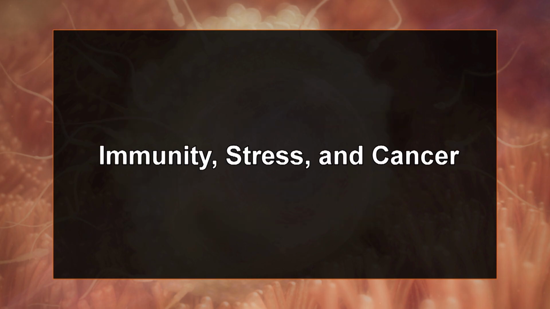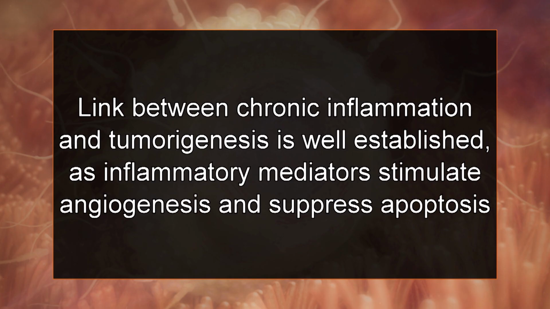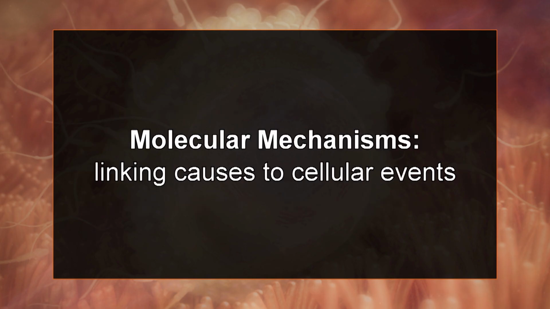Immunity, stress, and cancer is also involved. A competent immune system detects and eliminates abnormal cells before they develop into malignancies. Immunosuppression due to HIV infection, organ transplantation drugs, or chronic stress reduces surveillance, increasing cancer risk. The link between chronic inflammation and tumorigenesis is well established, as inflammatory mediators stimulate angiogenesis and suppress apoptosis. Moving on to molecular mechanisms linking causes to cellular events.